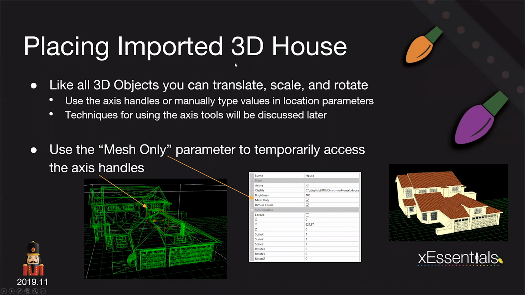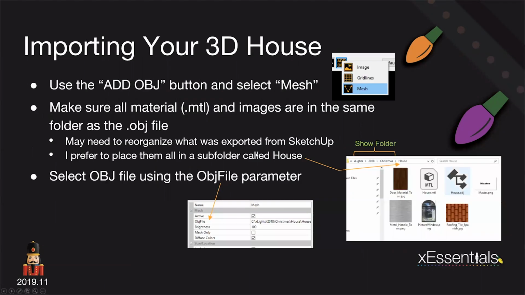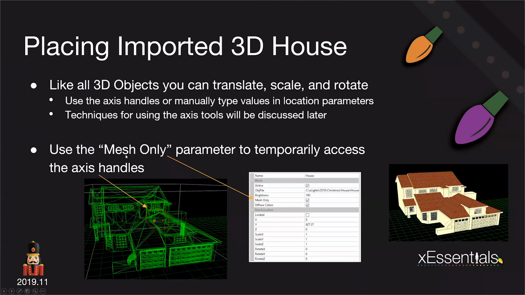So I kind of went over what's on this slide a little bit, like all 3D objects, you'll be able to translate, scale, and rotate it. That's what I was just talking about, how you can use the axis handles, or you can type the values in manually. I just used the mesh only parameter and showed you how that worked, if you need to get to the axis handle to move the object.